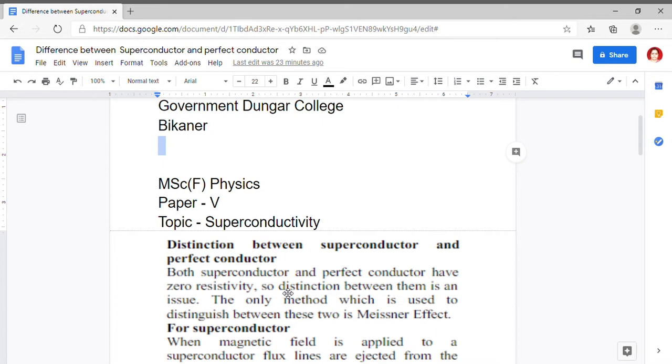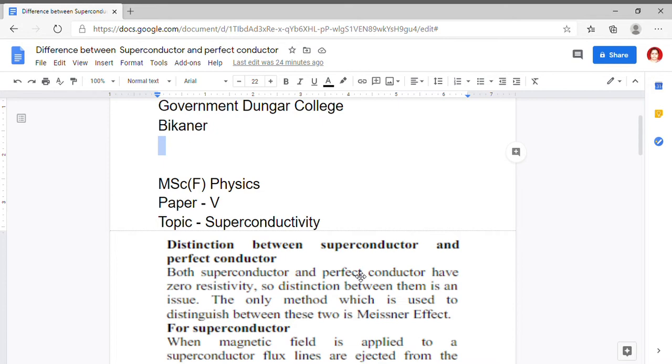Both superconductor and perfect conductor have zero resistivity. That means these materials, superconductor and perfect conductor, have a similar property of zero resistivity. So, how to differentiate between them? The only method that is used to differentiate a perfect conductor from a superconductor is Meissner effect.